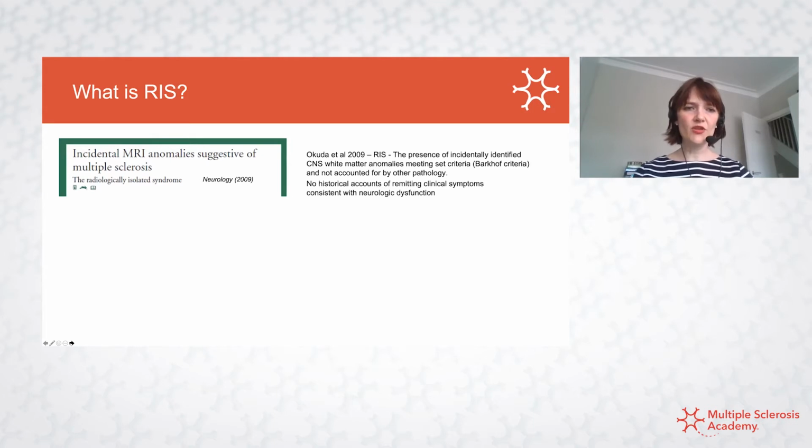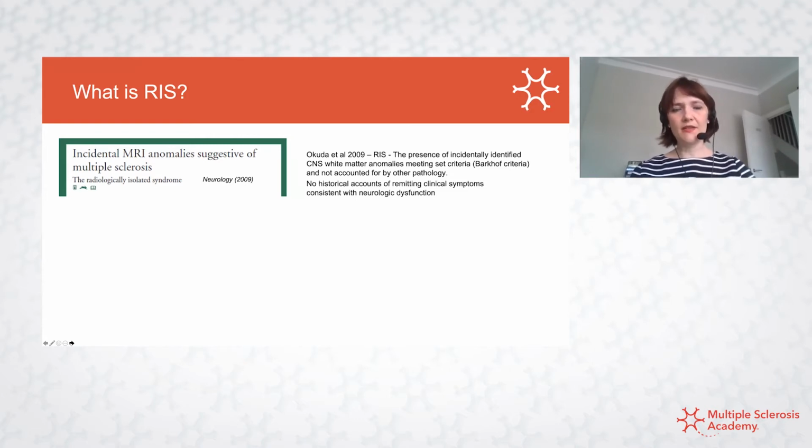I'm going to run through three of the most important papers which have discussed and defined radiologically isolated syndrome. The first one, where RIS was really properly defined, is by Darin Okuda and colleagues, published in 2009. They defined it as the presence of incidentally identified CNS white matter anomalies meeting set criteria, which, as it was 2009, are the Barkhof MRI criteria. And very importantly, and this is something that Audrey will go on to later, we must be really clear that they are not accounted for by other pathology.